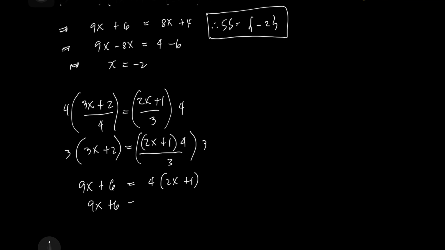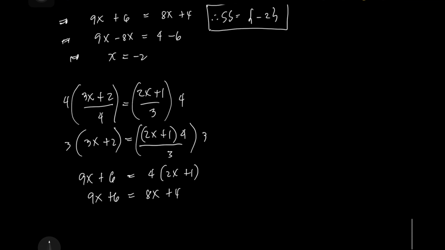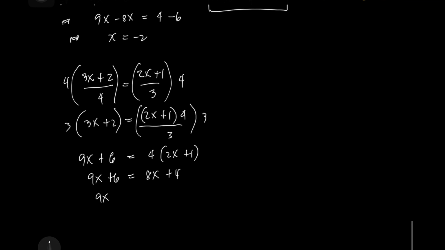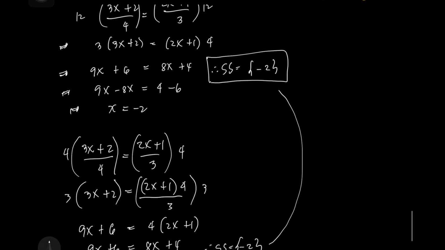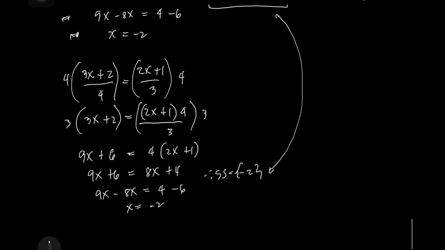Then we have 9x plus 6 equals 8x plus 4. Then by the addition property of equality, we have 9x minus 8x equals 4 minus 6. x is equal to -2, and your solution set is -2. So you will have the same answer whether you use the LCD or this one.